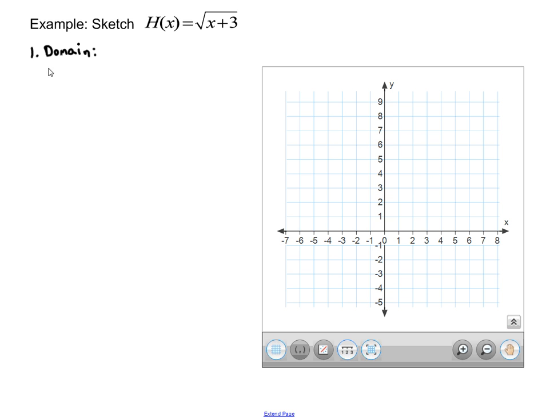Well, to find the domain, remember we set the argument, the radicand in this case, greater than or equal to 0, and we find that x is greater than or equal to negative 3. And so our domain is negative 3 off to positive infinity to the right. So that means if we're graphing, our first point to start out here is going to be at negative 3.